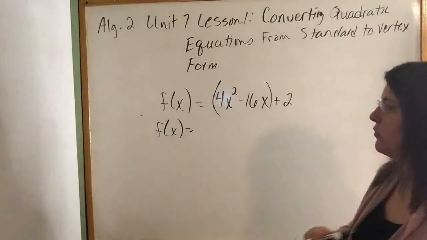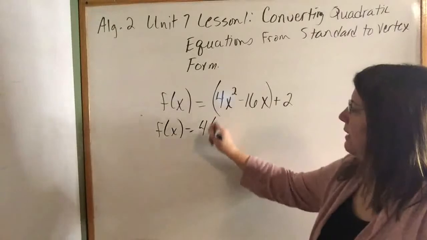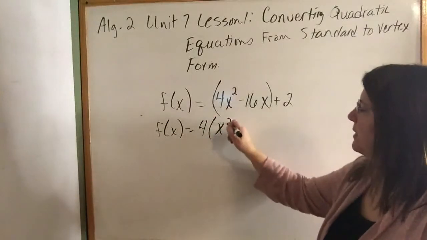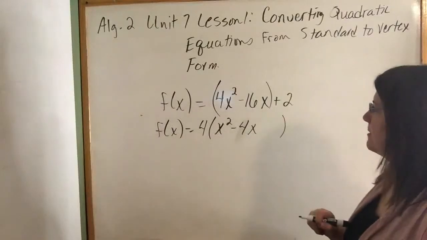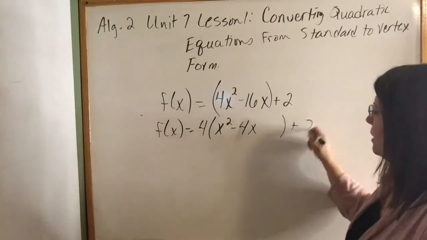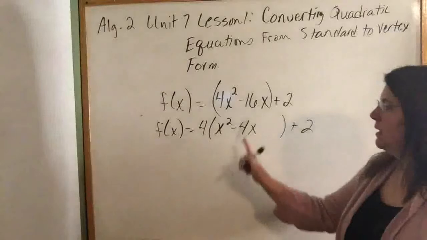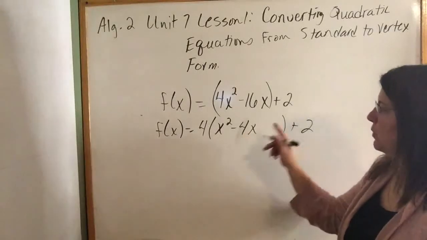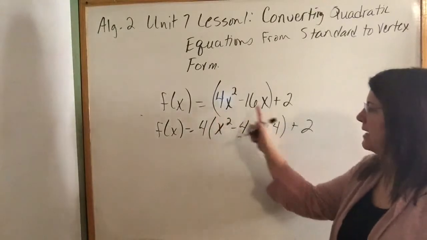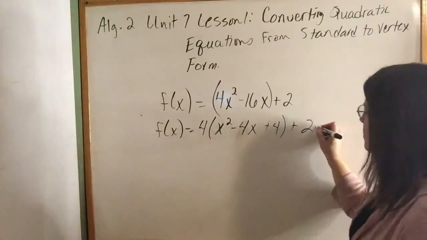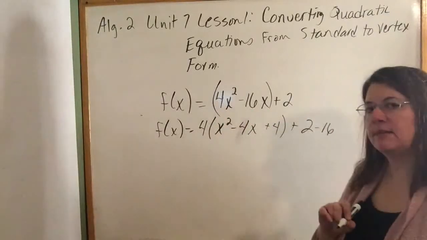First, I group the first two. I factor out a 4. That leaves me with x squared minus 4x. I leave some space, and I put the plus 2 on the outside. Half of 4 is 2. 2 squared is 4, so I'm adding 4. But what I've really done is added 16. So to offset it, I need to subtract 16 outside.